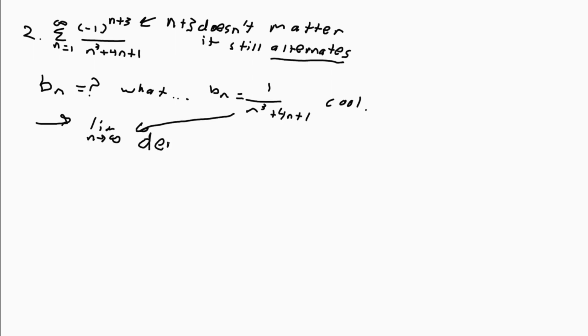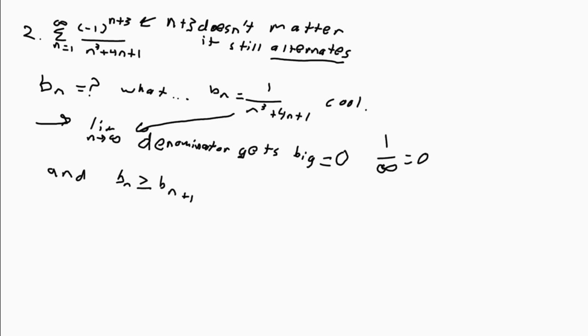So now let's take a look at the two criteria we need to say this converges. We'll look at the limit as n goes to infinity of b sub n. If you plug in infinity for n, we see that the denominator gets huge and the numerator stays right at 1. Therefore, the limit goes to 0. Now for the second criteria, we need to say that b sub n is decreasing. Otherwise said, b sub n is greater than or equal to b sub n plus 1. And that is true, and you guys can try to prove that for yourselves. So by the alternating series test, it converges.